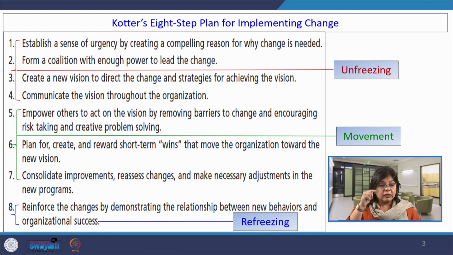So, the stages from 1 to 8 are very much similar to Levin's 3-step model, but yes, Kotter's 8-step plan has been expanded based on Levin's model, because Kotter has identified the problems that any manager would face or the mistakes they would commit, which can be overcome by this plan.